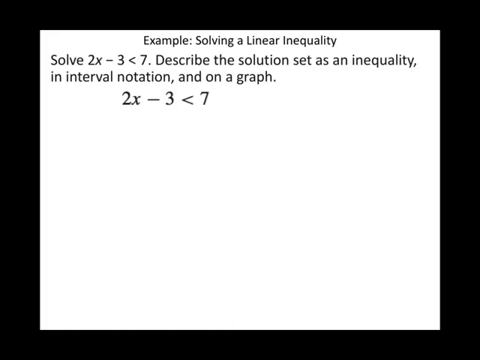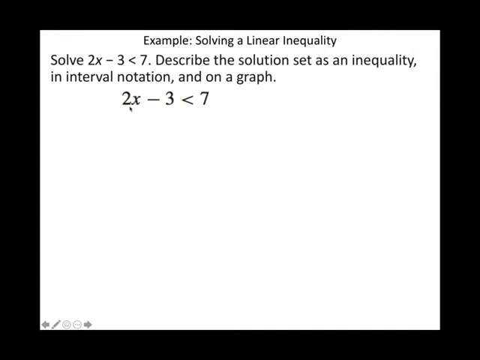For example, solve 2x minus 3 strictly less than 7. This is an inequality with one variable. Describe the solution set as an inequality. So we want to find out what x is, and your solution set should be an inequality. You should have something like x less than something or x greater than something. And find the interval notation and graph it. We need to find 3 things on these questions. First, find the solution set. Second, find the interval notation. Third, graph it.